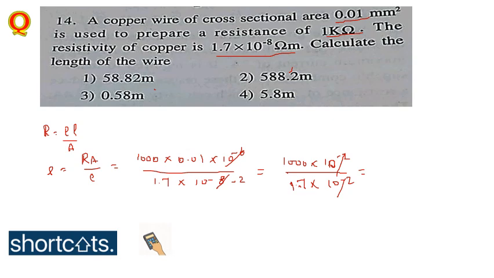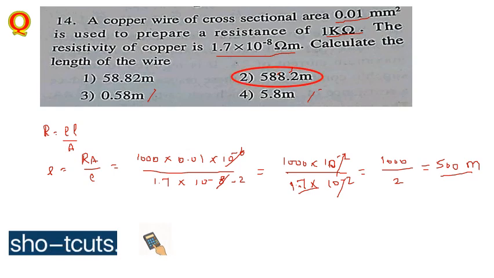The answer will be 588.2. That's what they have given. Simply you can round up this value 1.7: 1000 divided by 2, for example, rounded off. So what you are getting here is 500. So the length here is around 500 meter. Approximately 500 is the answer. If you calculate exactly, the answer here is 588.2 meter.